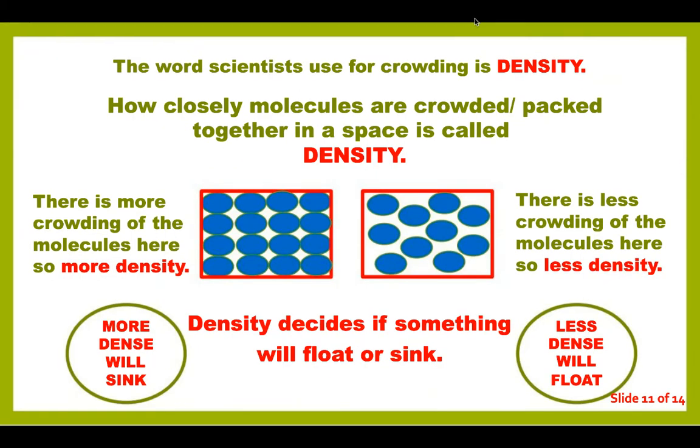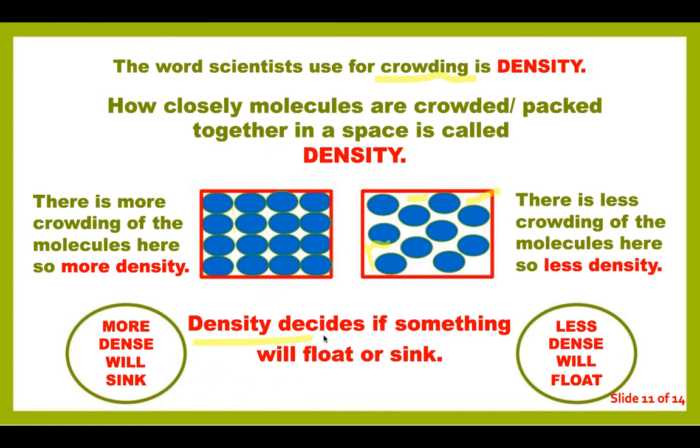Now, the word scientists use for crowding is density. How closely molecules are crowded or packed together in a space is called density. Like here we can see in the same area, the density is different. There is more crowding of molecules here, so there is more density. And there is less crowding of molecules here, so less density. We have more spaces, so it has less density.